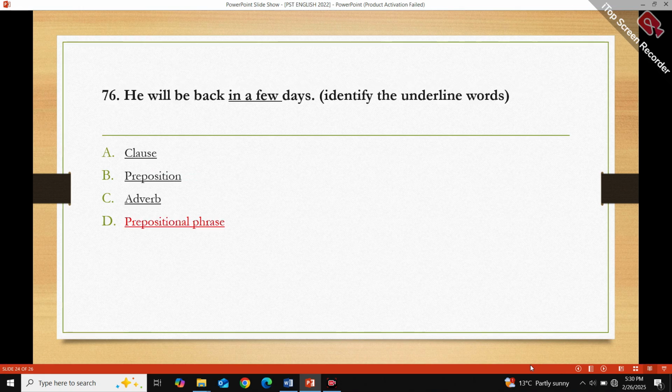So here the question is: "He will be back in a few days." Identify the underlined words. Option D is the correct one because "in a few days" acts as an adverbial phrase and modifies the verb "will be back," indicating when he will be back. It begins with the preposition in and includes the object of the preposition, a few days. So here it is a prepositional phrase. Option D is the correct one.